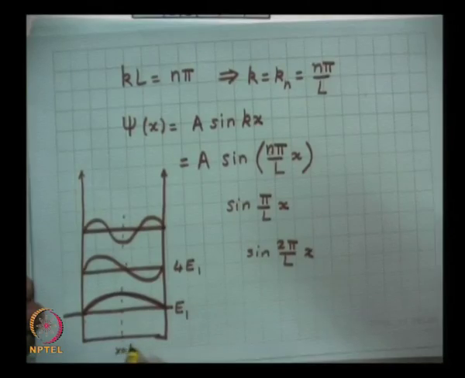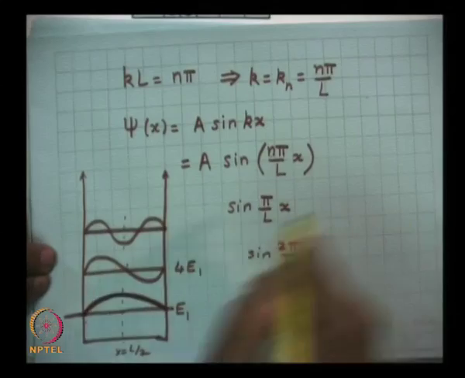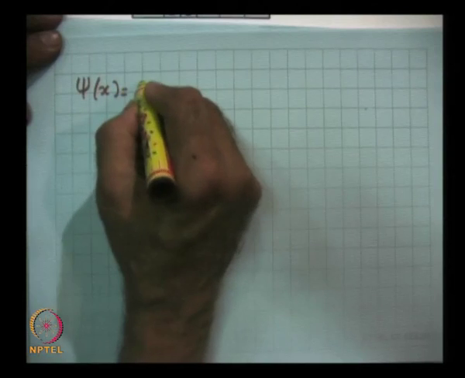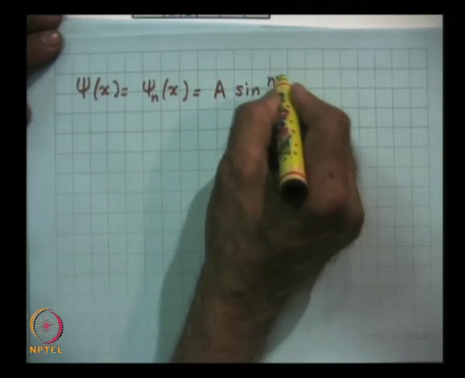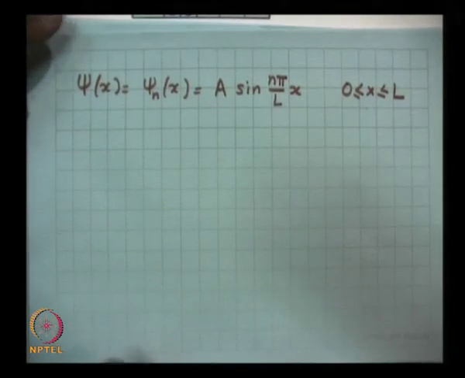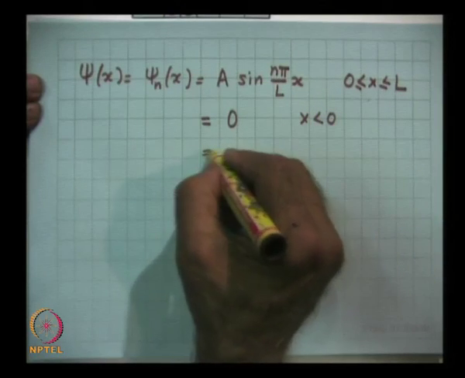Since the potential, as I will tell you later, since the potential energy function is symmetric about the point x is equal to L by 2, therefore, the wave functions are either symmetric or antisymmetric with respect to the point x is equal to L by 2. So, I will have the wave function psi n of x, which is equal to a sine of n pi by L into x, for x between 0 less than or equal to x less than or equal to L, and 0 everywhere else, 0 for x less than 0 and 0 for x greater than L.